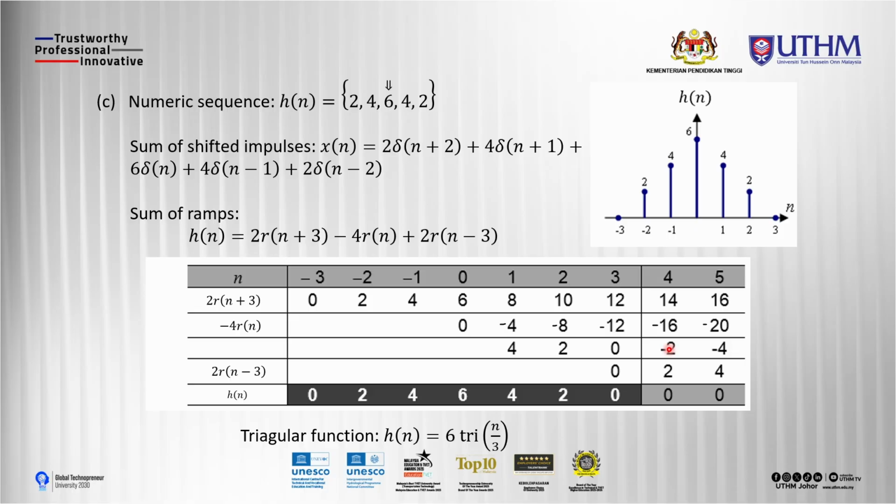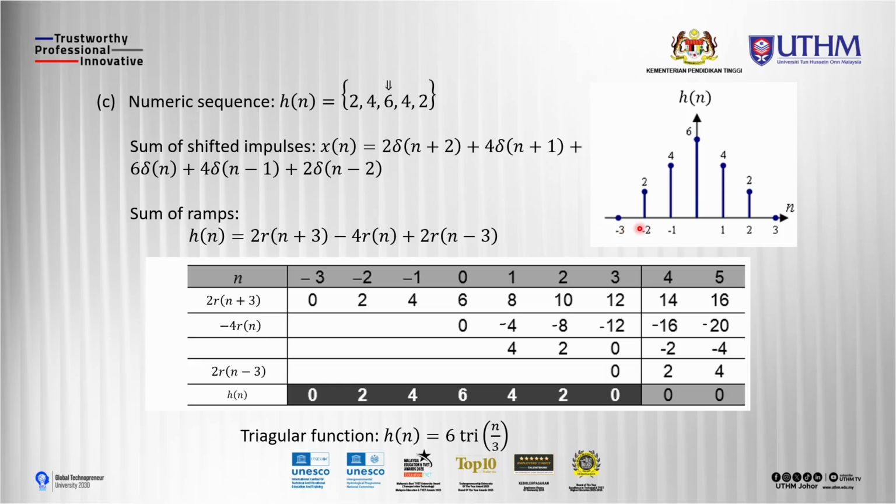How to eliminate it? 0, 2, 4 is again a ramp signal. This ramp has an increment of 2, so you got 0, 2, 4. You can write 2 ramp n minus 3, starting at n equal to 3. When you combine together, you get the signal 2Rn plus 3 minus 4Rn plus 2Rn minus 3. So this is the sum of ramps.